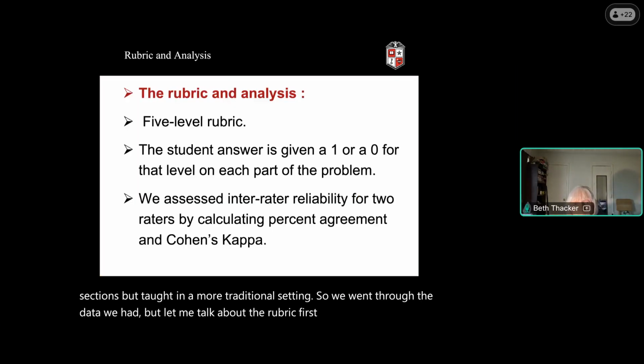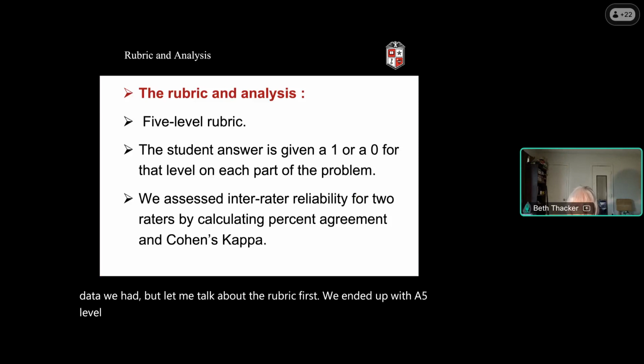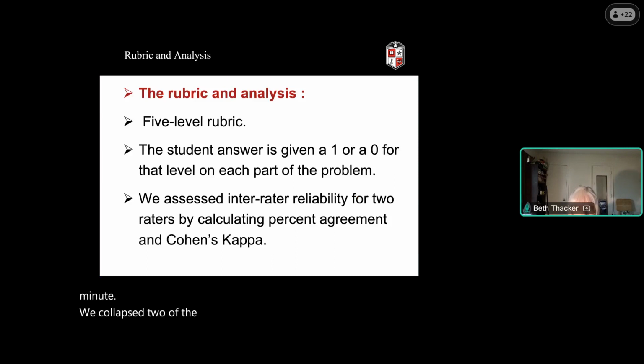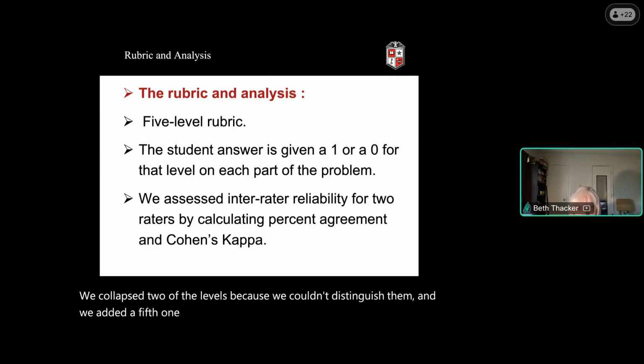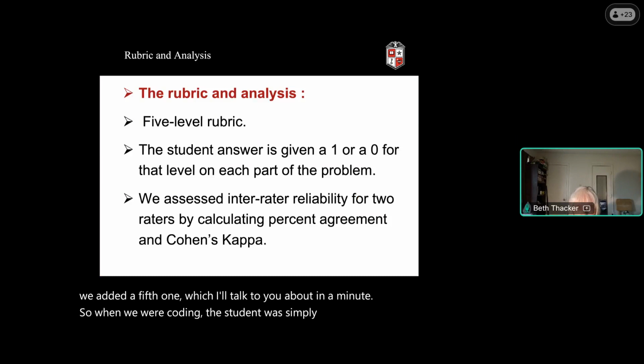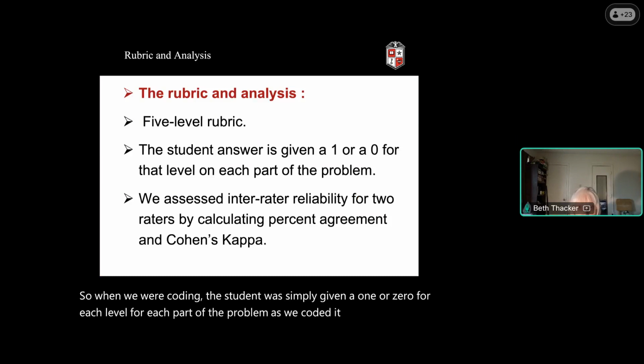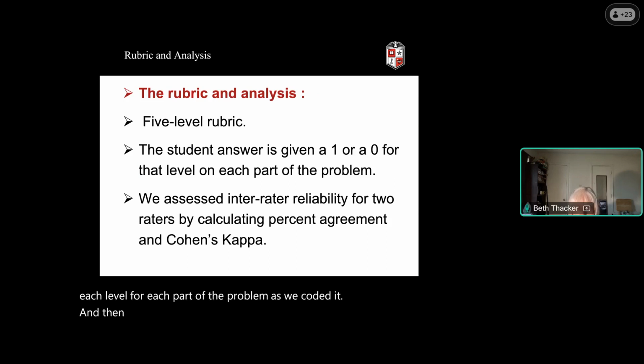We ended up with a 5-level rubric. Bloom's taxonomy actually has 6 levels, and I'll put it up in a minute. We collapsed 2 of the levels because we couldn't distinguish them, and we added a 5th one, which I'll talk to you about in a minute. So when we were coding, the student was simply given a 1 or 0 for each level for each part of the problem as we coded it. And then we assessed inter-rater reliability using Cohen's kappa.